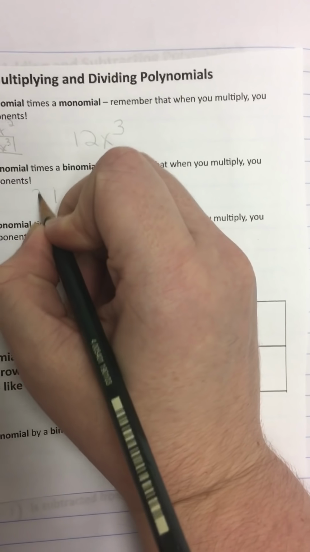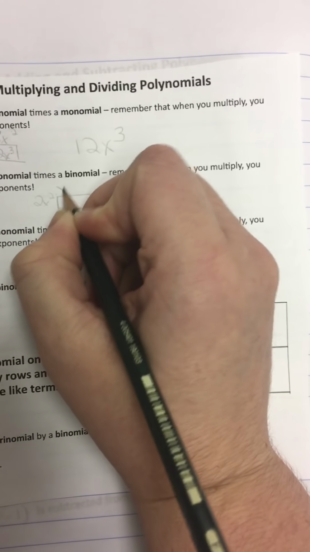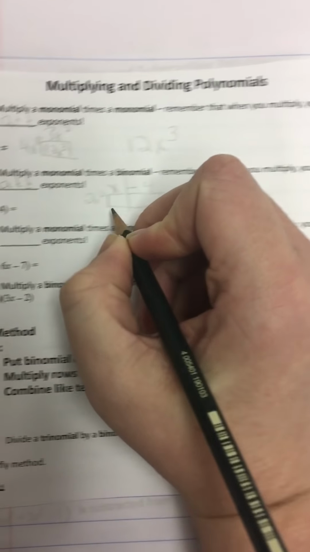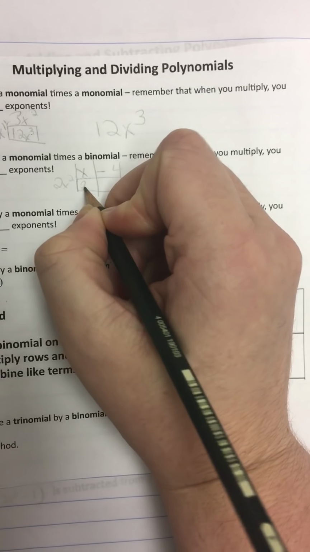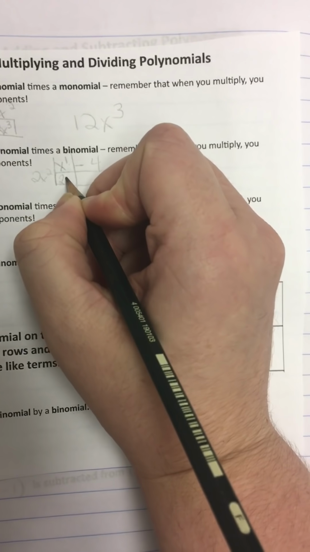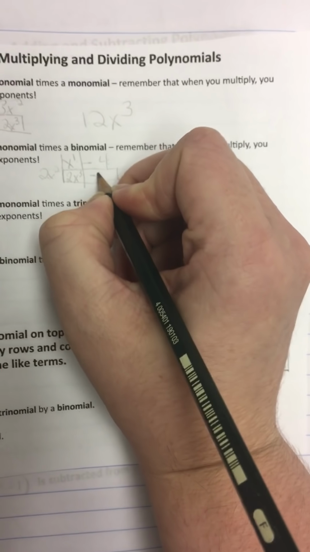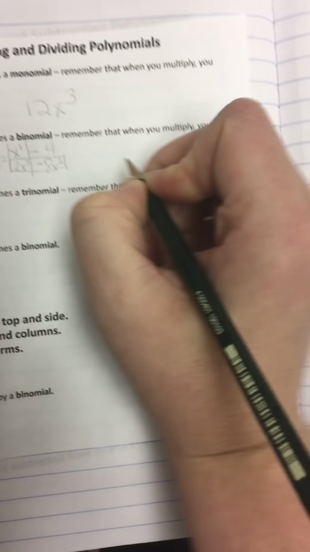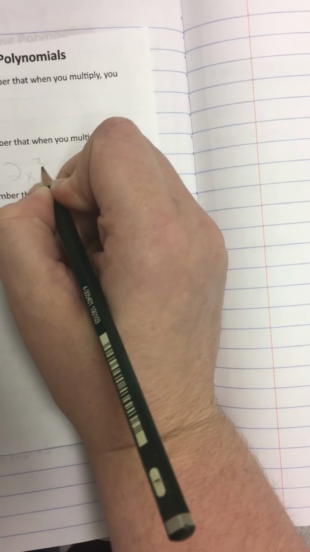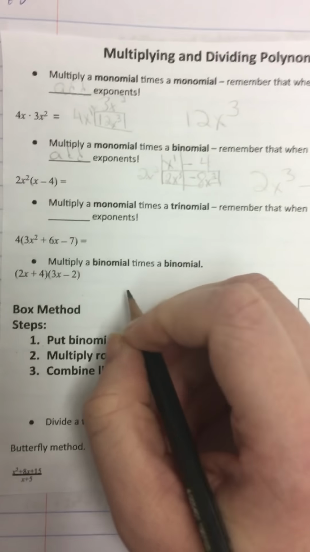We have one term, so 2x squared, and x minus 4. So we really are going to write a 1 here. 2 times 1 is 2. 2x's and 1x makes 3x's. 2 times negative 4 is negative 8. 2x's, no x's, so that's just 2x's. So our answer is 2x to the third minus 8x squared.